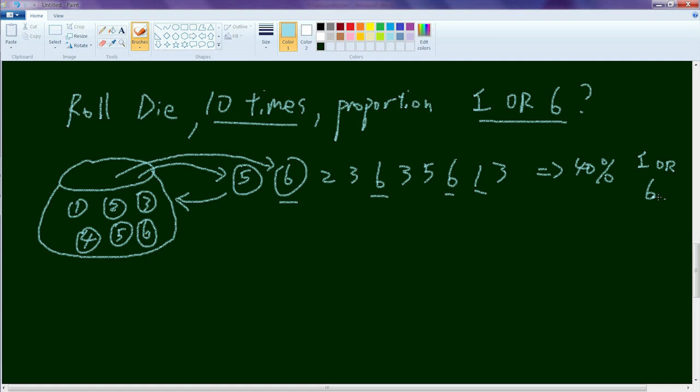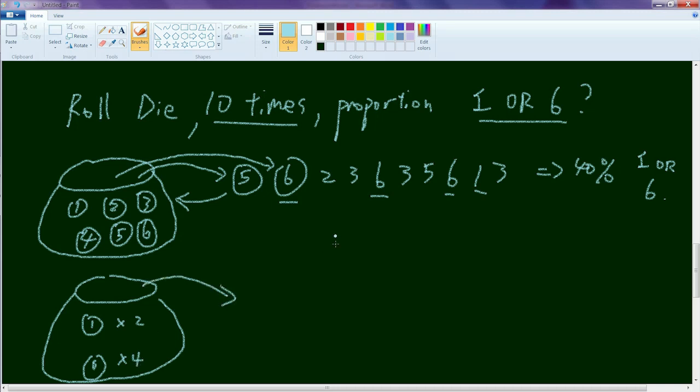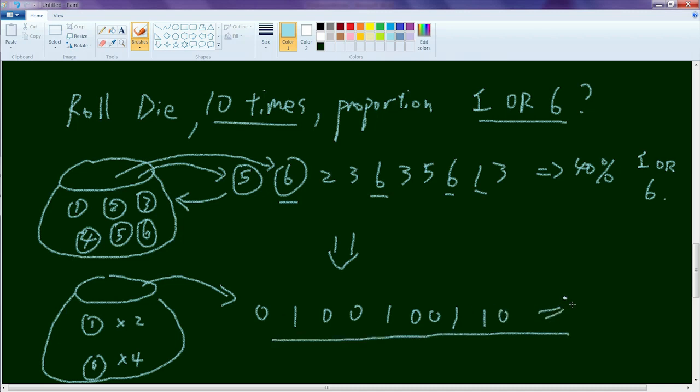Well, since we're only interested in the marble being 1 or 6, that's equivalent to changing the numbers on the marble to just 1 or 0. So we can say we have 2 marbles labeled 1 and 4 marbles labeled 0. And the drawing from above, we can actually convert these numbers to 0, 1, 0, 0, 1, 0, 0, 1, 1, and 0. If we add these all up, then we would get 4. And since we draw 10 times, that gives us the 40% that we thought we got.